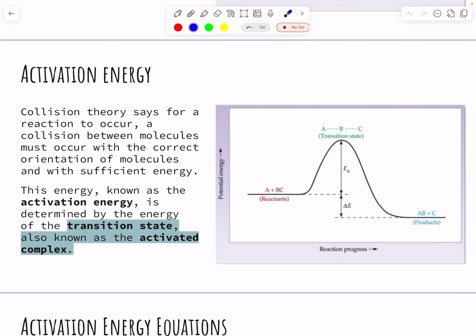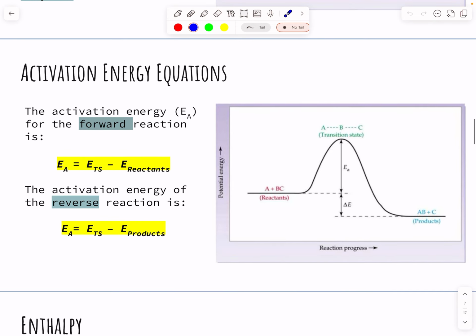So remember, this activation energy, and this is a recap, is the energy that's required for those molecules, when they collide, to have in order to have a successful collision. So again, we call this spot the transition state or the activated complex. So the activation energy for the forward reaction, and that means that we are going from reactants to products.